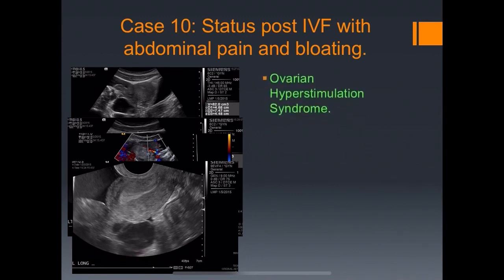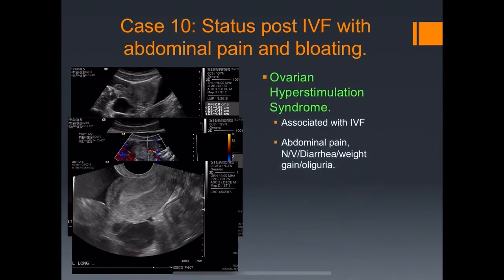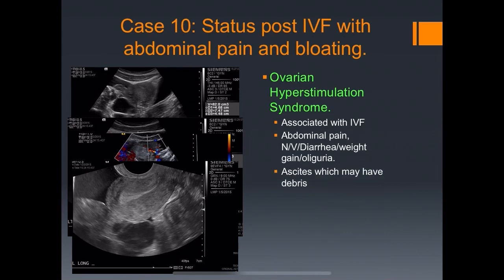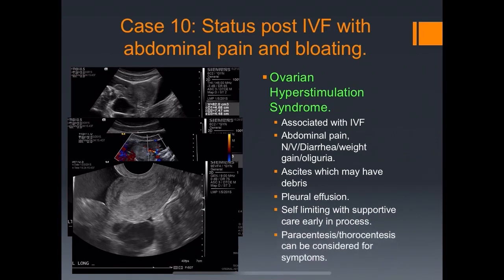So this is typical of ovarian hyperstimulation syndrome in that it's associated with IVF, and they generally have these typical symptoms of abdominal pain, nausea, vomiting, diarrhea, weight gain, oliguria. They may have shortness of breath. They tend to develop ascites with debris, pleural effusions, usually self-limiting with supportive care. Occasionally, to help alleviate some of the symptoms, they may get paracentesis or thoracentesis.